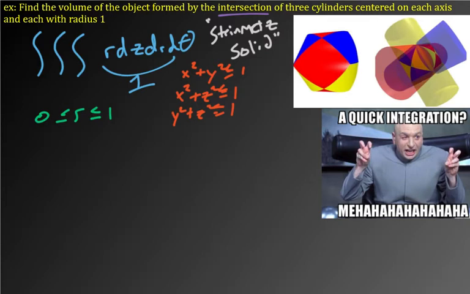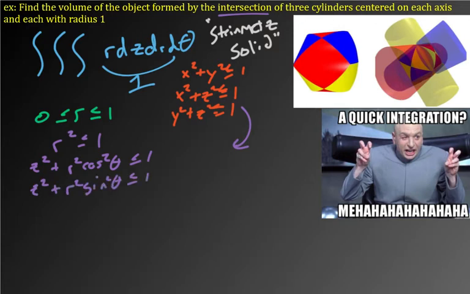So basically all of these converted into polar looks like r squared less than or equal to 1, z squared plus r squared cos squared theta less than or equal to 1, z squared plus r squared sine squared theta less than or equal to 1.